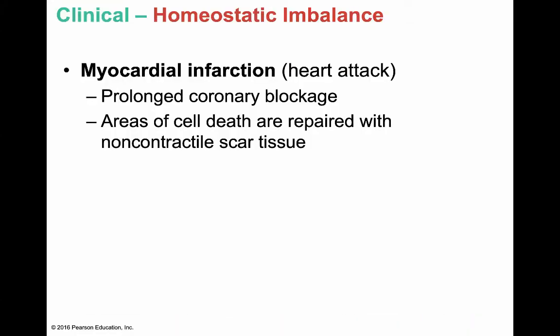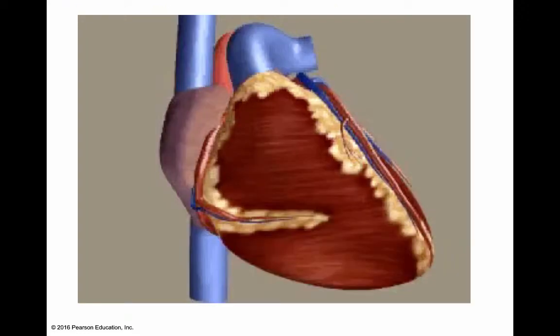A myocardial infarction is a heart attack. And prolonged coronary blockages can cause this to happen. Basically, what happens is that areas of the cells actually undergo cell death, and they're repaired with non-contractile scar tissue. So it's going to make things much, much harder to pump blood because they're not going to be able to contract like they did before, because the scar tissue is going to be very fibrotic.